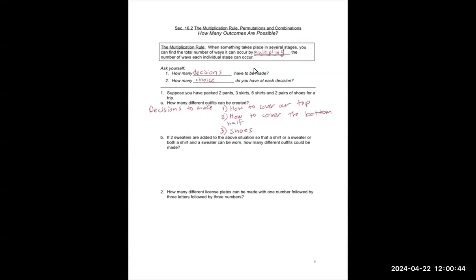I guess if I wanted to better write this, I would say we have to make a choice on a top, which we can only choose from shirts. So choose your shirt. And then when we think about how to cover the bottom half, we have to choose. There's two ways to cover your bottom half, either the pants or the skirt.